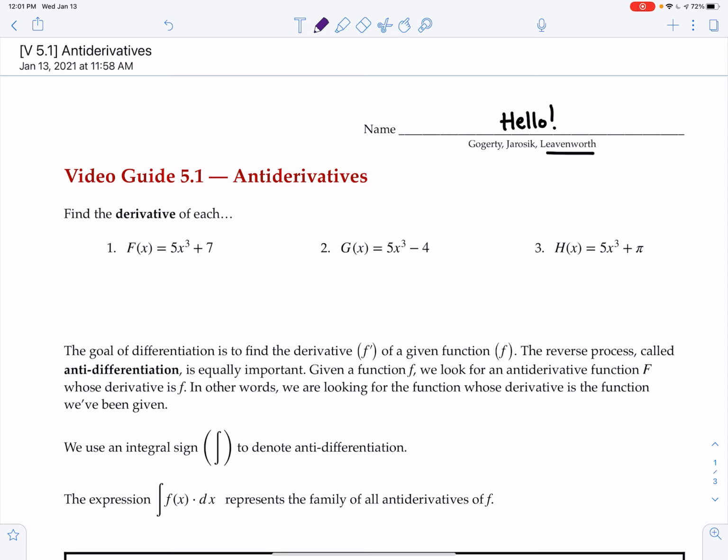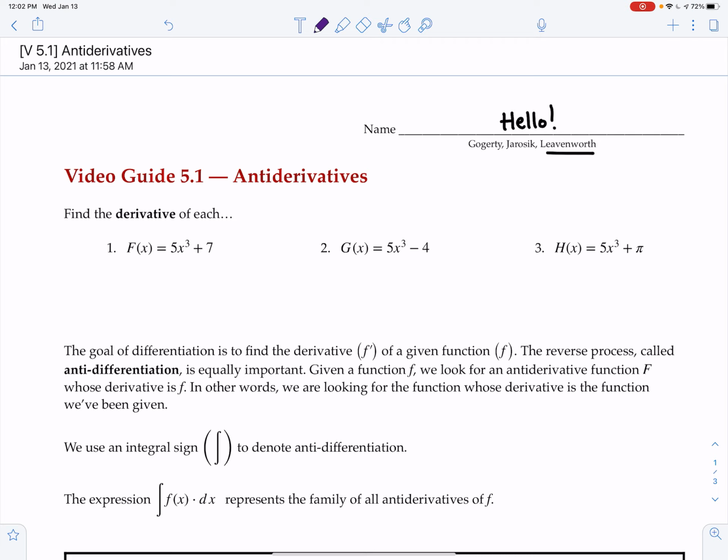This is section 5.1, but it's actually the second section that we're talking about in this chapter. Hopefully you've already seen the video that I did for 5.2. The reason we talk about 5.2 is to give this section just a little bit more context. But before we get there, I have three problems for you to do.